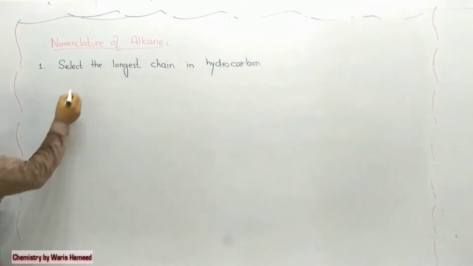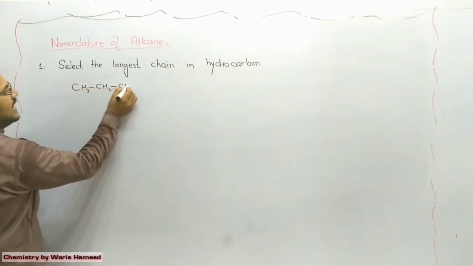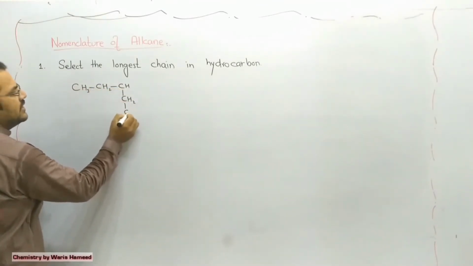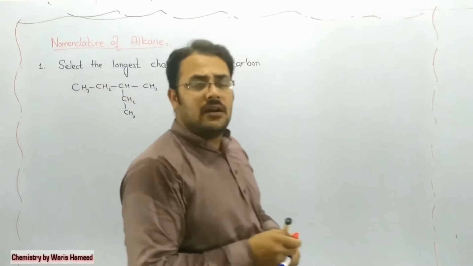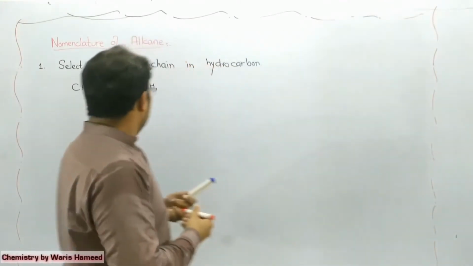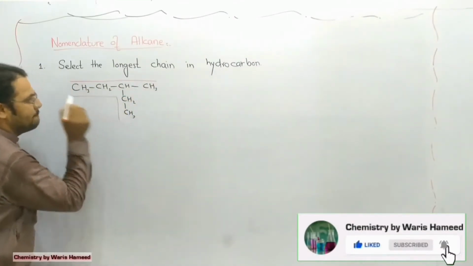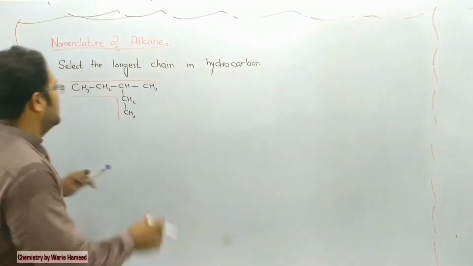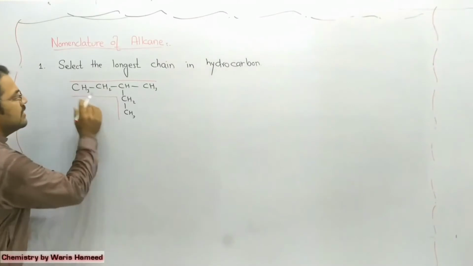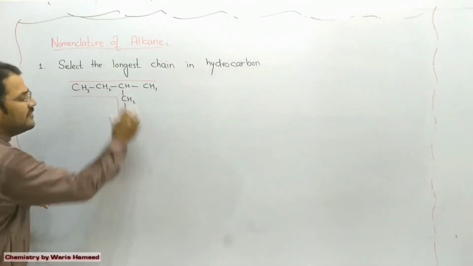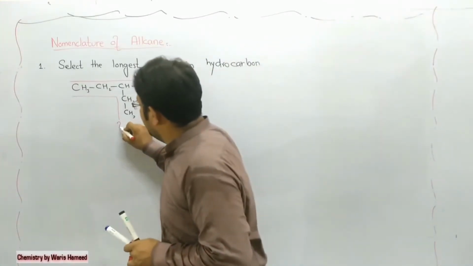For example, we have a molecule CH3, CH2, CH, CH2, and CH3, and here is CH3. In this case, there are two main chains. I am going to mark both of them. First chain is here and second chain is here. Now count the number of carbons. Here are just 4 carbon atoms, and in this chain there are 5 carbon atoms. So according to the first rule, we will prefer this chain.